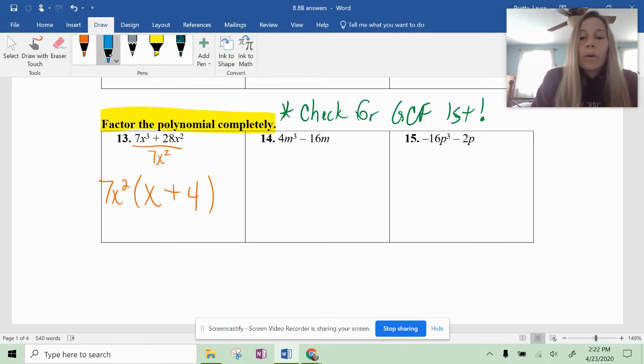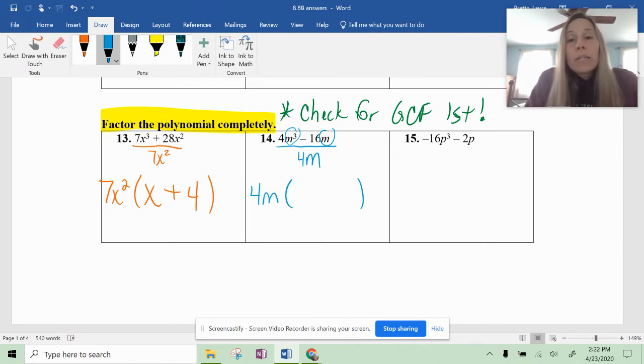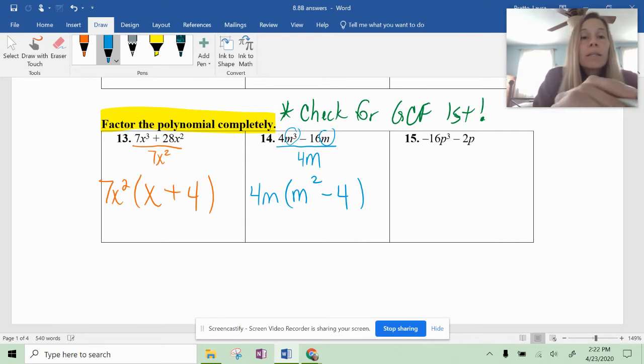Now, if I go to number 14, these are both divisible by 4, and they both have an m. Now, I have an m cubed and just a single m, so whichever one is smaller is the one that goes on the GCF. So now I'm going to divide each of those by 4m. So I'm left with m squared minus 4. Now this is where I have to take it an extra step because I still have an m squared, which is a perfect square. I have a minus sign and a 4, which is also a perfect square.